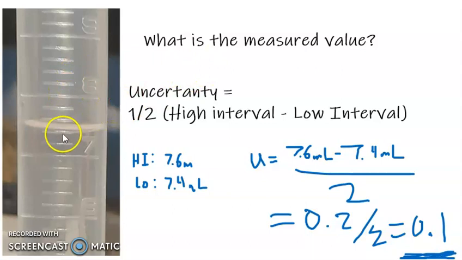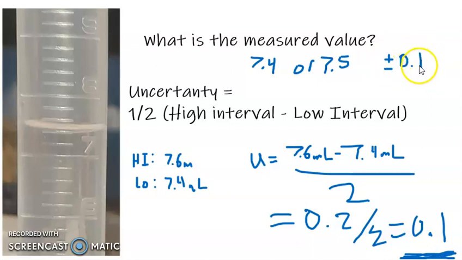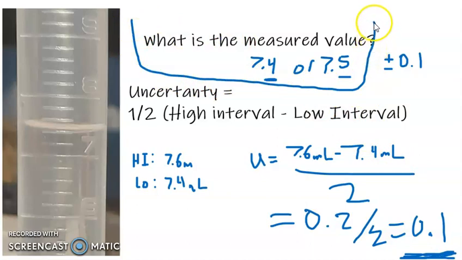So the measured value would either be 7.4 or 7.5. And I'm not asking you to write this, but it would be plus or minus 0.1. We know that the last value is the significant figure, but this is where the uncertainty lies. So the measured value is either 7.4 or 7.5 in this case.